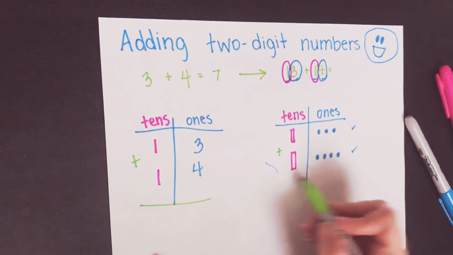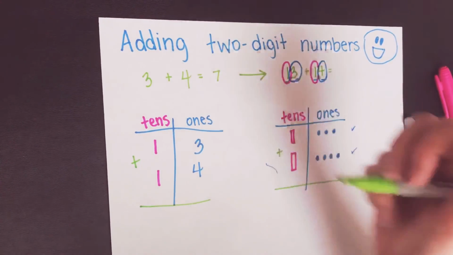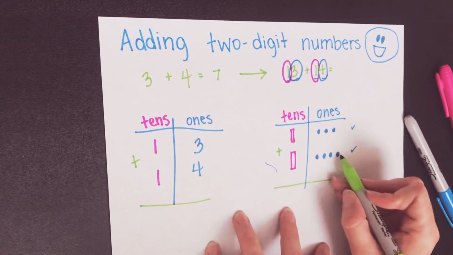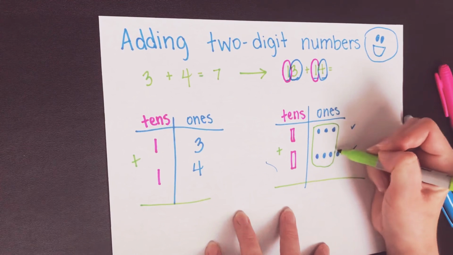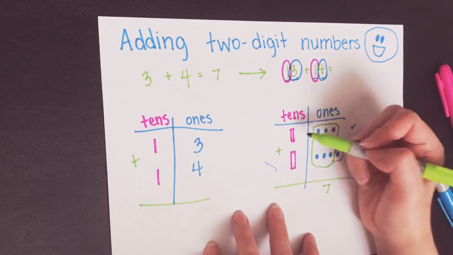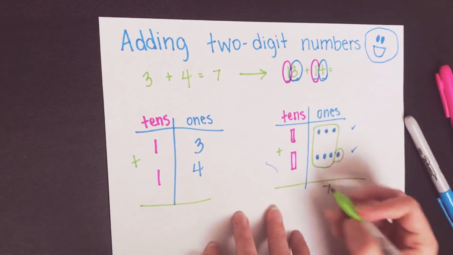Plus. So, I'll start over here. I can go ahead and count these. Some of you might already see this as, oh, I know this is 6 plus 1 more is 7. And then you might know 10 plus 10 equals 20.